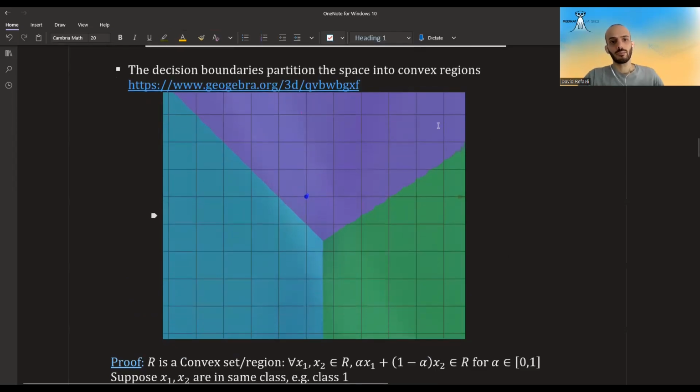And so the decision boundaries in this case partition the space into convex regions. It's basically these lines that partition the space. Okay, there's a little bit of artifacts here, but it should be a straight line. Maybe we watch it on GeoGebra.